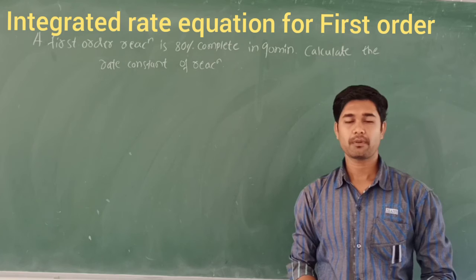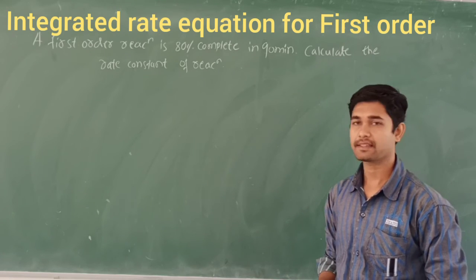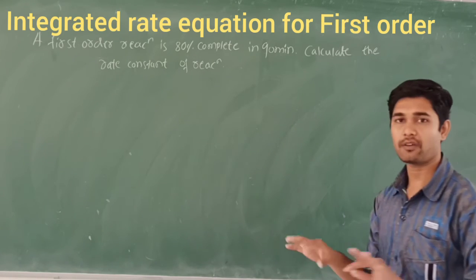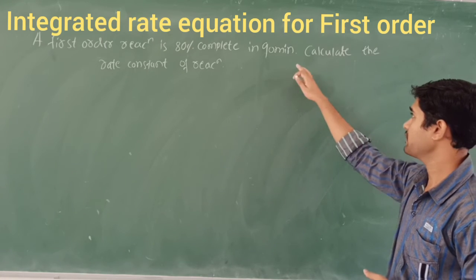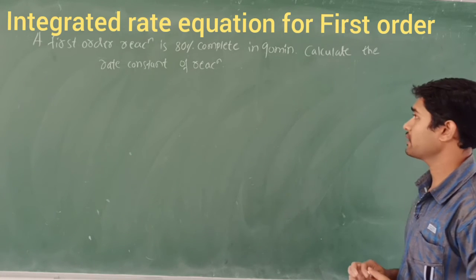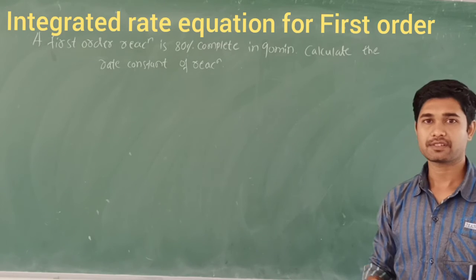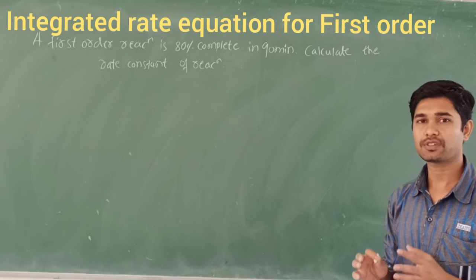Solve a simple problem on the first order reaction. It is given that a first order reaction is 80% complete in 90 minutes, so the time has been given. Calculate the rate constant of the reaction. First we should understand the question very carefully.